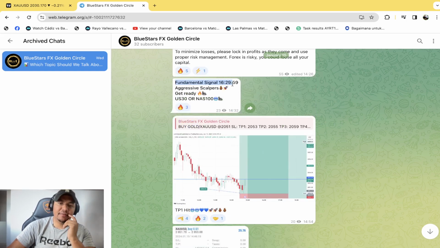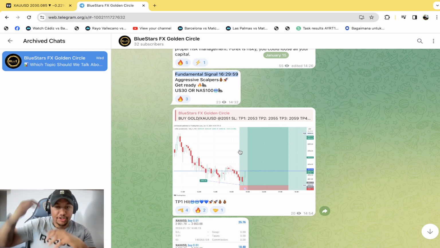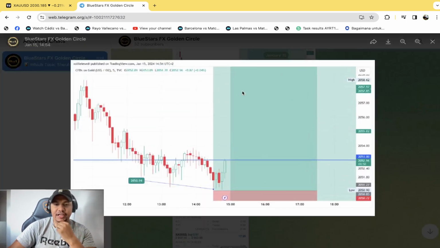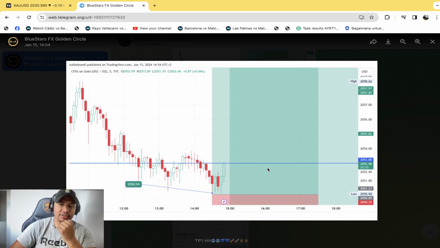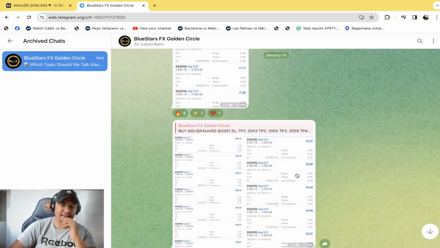So here we go, fundamental signals. There are people who like to send news signals, which is quite good. I don't agree with news trading. If you are a news fanatic and you like to trade news, these are the people that would give you that. They say they've got the edge in the market when it comes to that, right? So here we got a chart that looks very nice, but there was no stop loss, so this actually makes no sense, or it doesn't mean anything, right?